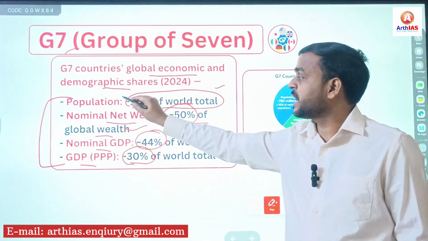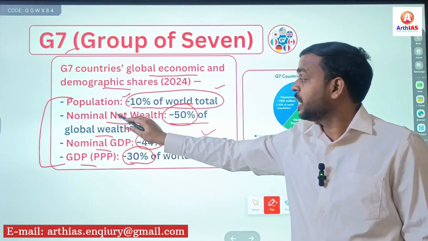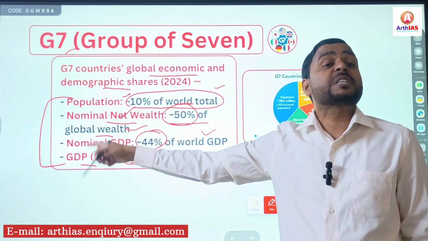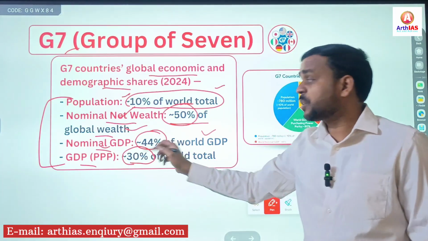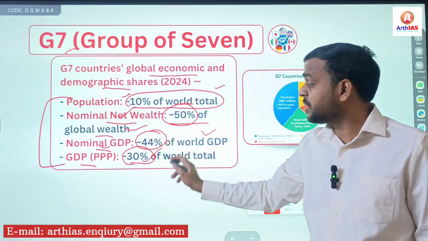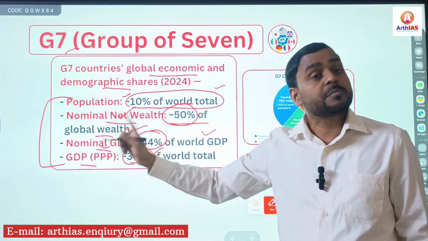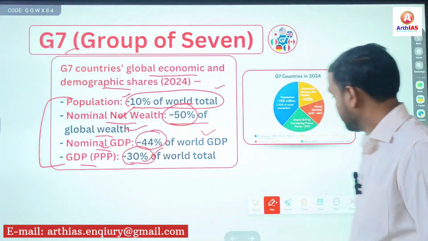Again, I am repeating: it represents 10% of population. They have 50% of global wealth, nominal net wealth, 44% of nominal GDP, and 30% of GDP based on PPP.